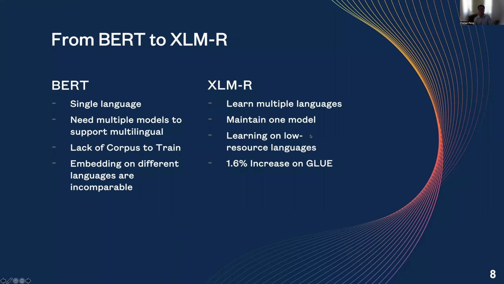However, XLM-R has some advantages over this. It's able to learn multiple languages. We only need to maintain one model and compare the performance of one model. And we can easily learn on low resource languages. Also, there's a 1.6% performance increase on Golang, according to the paper.